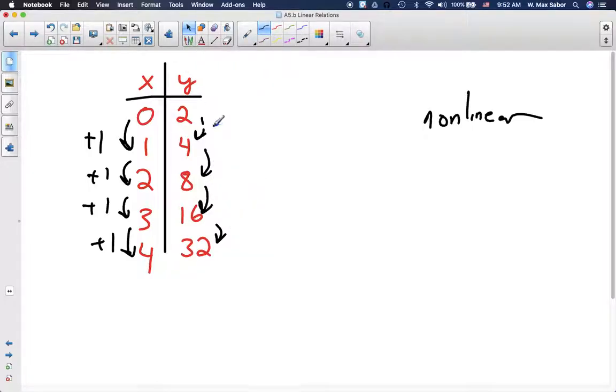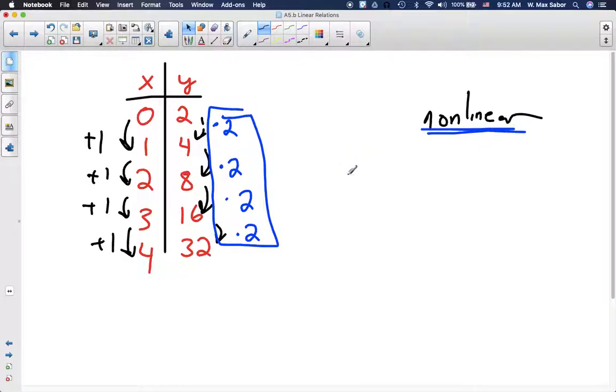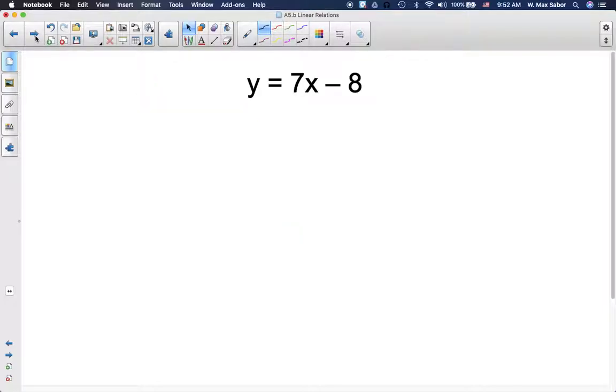Now some of you might look at this and say, oh, well, let me instead look at this as times 2, times 2, times 2, times 2. This is not talking about slope. This is talking about a different idea. It's not linear. The term for this is exponential, and we haven't talked about exponential functions yet. But when you're repeatedly multiplying, that's no longer a linear function.